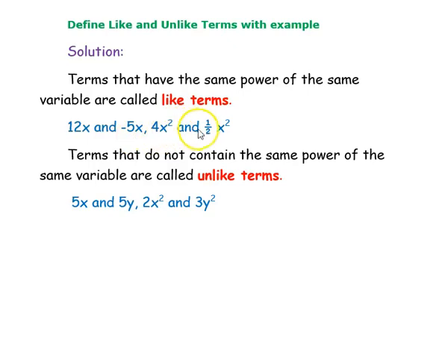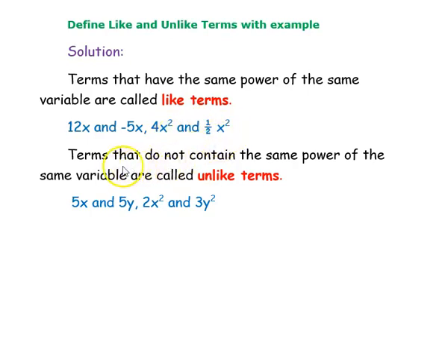And 4x square and half x square. See here 12x and minus 5x are different, but we have to see only the variable terms. So here variable is x, here also variable is x. Here the power of x is 1, here also the power of x is 1. So these two are like terms. In the same way, here 4 and a half, so we are considering only the variable x. Here is also x, here is also x. Here the power is 2, here also the power is 2. So 4x square and half x square are called like terms.